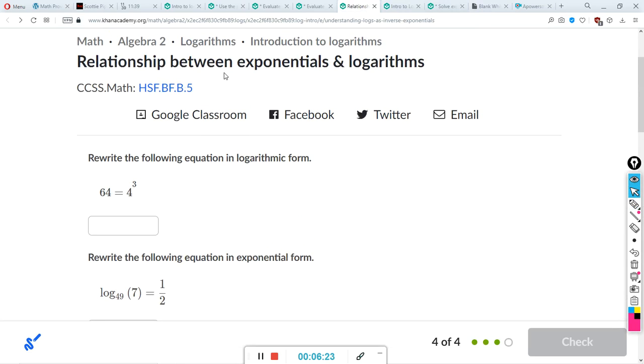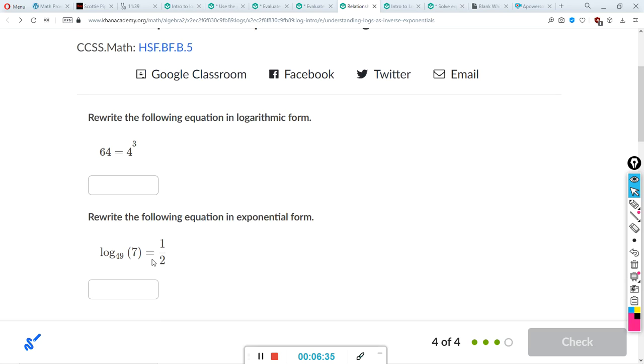So, the relationship between exponentials and logarithms. Basically we want to convert back and forth between logarithmic form and exponential form. This one here is in logarithmic form, and this one here is in exponential form. The equation for logarithmic form looks like this: log, the number here is the base, and the thing you're taking the log of is the argument, and that equals the exponent.